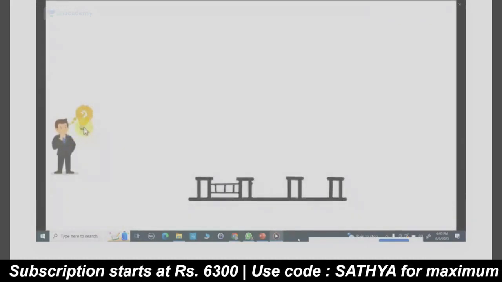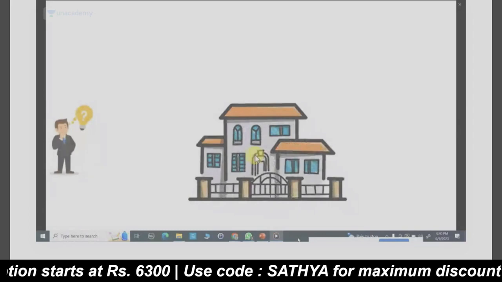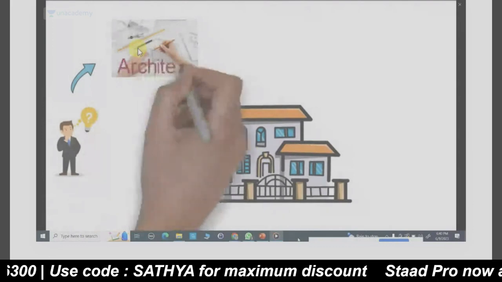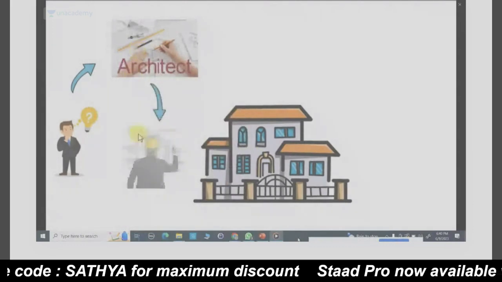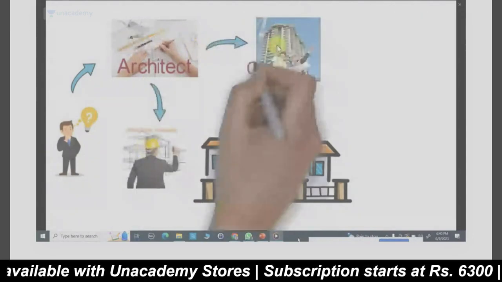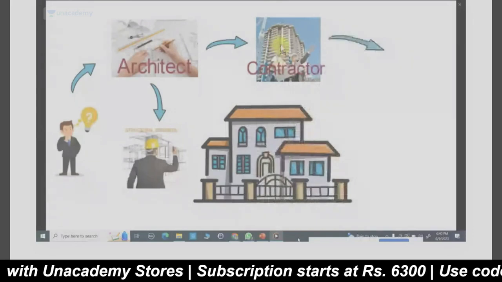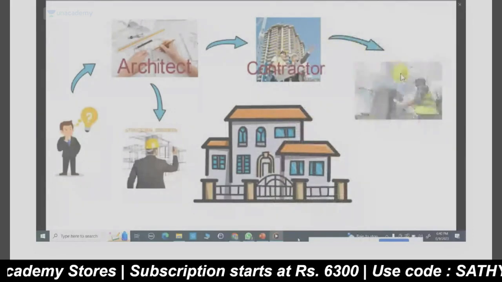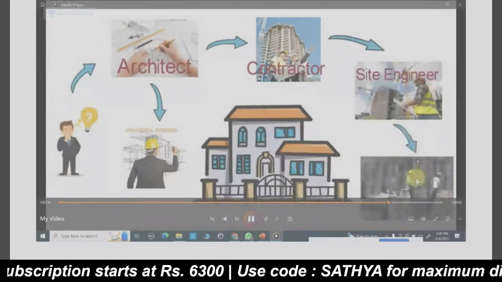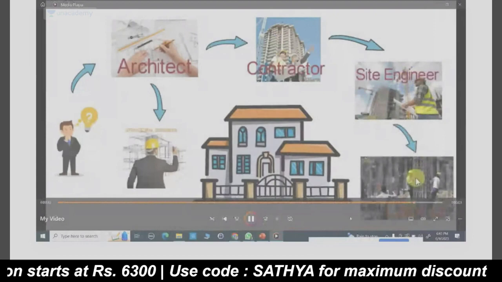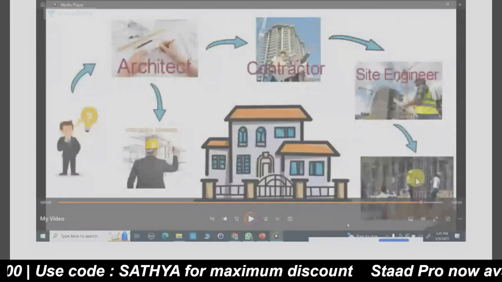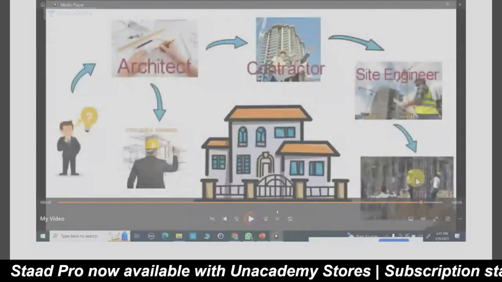Whenever a client wants to construct a building, we will go to the architect to finalize the dimensions of the building, that is the plan of the building. Then it comes to the structural engineer who has to design the structure. It goes to the contractor. The contractor has to give the work to the site engineer, and then the site engineer has to teach the labor and get the work done as per the architectural drawing and then the structural drawing. So this is the workflow.